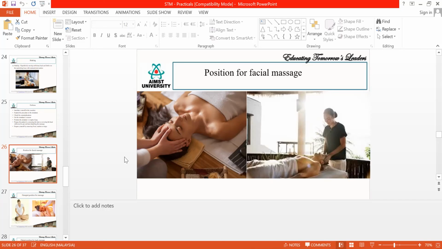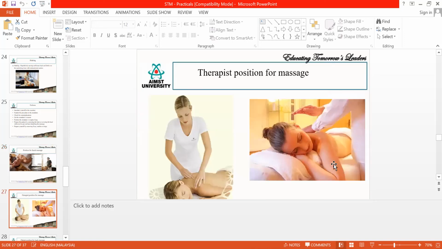Then the position of the therapist is either you can sit behind the patient's head, or you can stand behind the patient. Okay, so this is the therapist position. Then preparing the therapist: you should not have any nails, any nail polish, any rings, or any watches. All those things you have to remove. So remove everything.